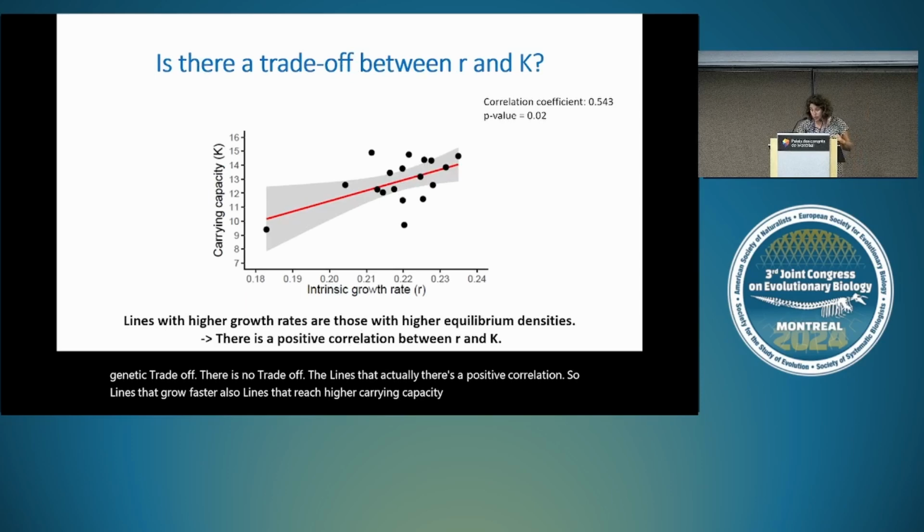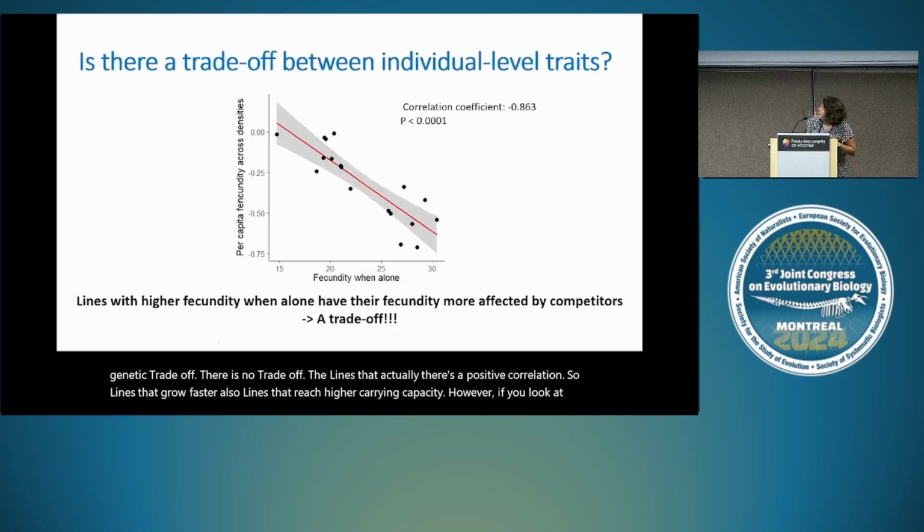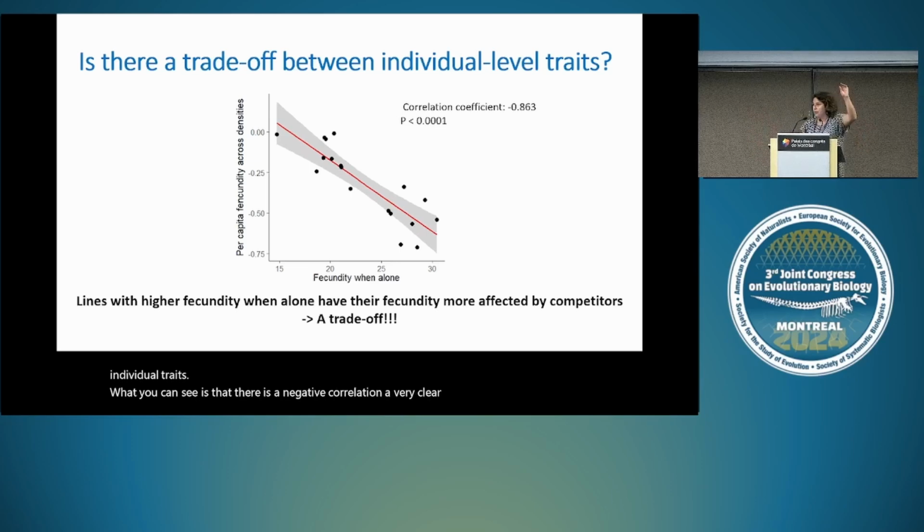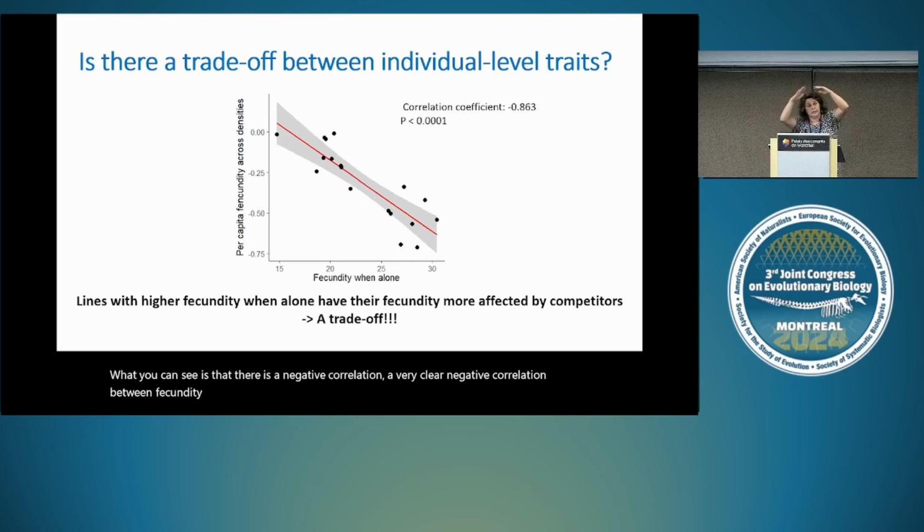However, if you look at the individual traits, what you can see is a very clear negative correlation between fecundity when alone and the decay in fecundity caused by the presence of others. So here, there is a clear trade-off, and I was very, very happy to find this. So now the question is, why are these things unrelated?